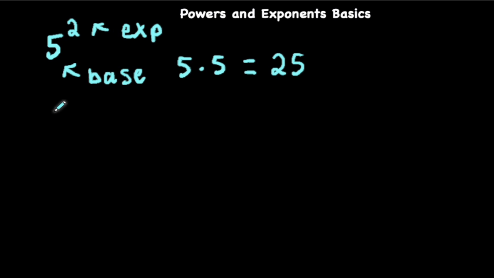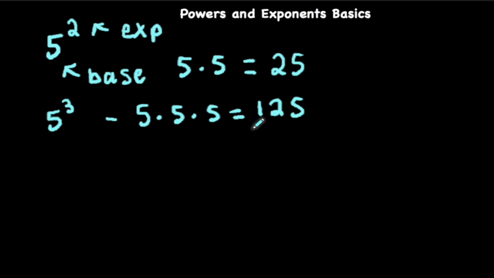All right, let's say that you have 5 cubed. You know 5 is your base, 3 is your exponent, so you're going to multiply 3 times: 5 times 5 times 5, which is equal to 125. So this is read as 5 cubed, or another way of reading that is 5 to the third power.